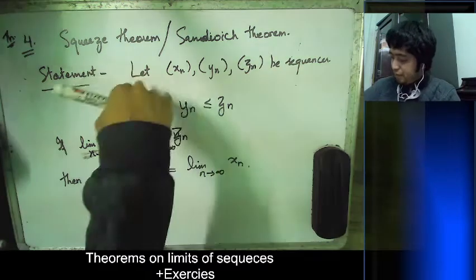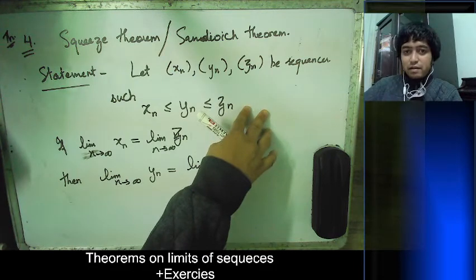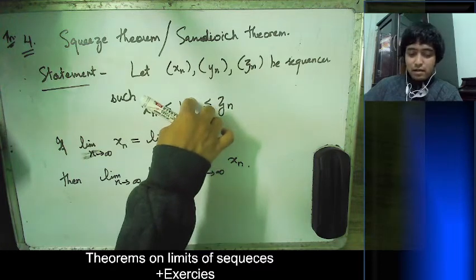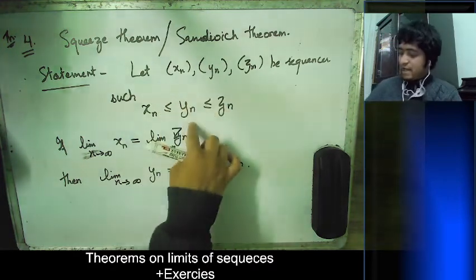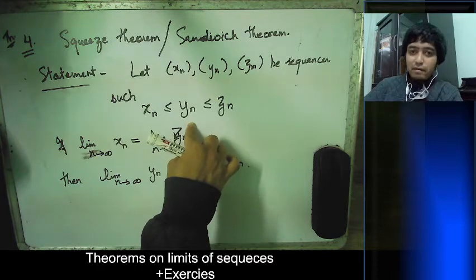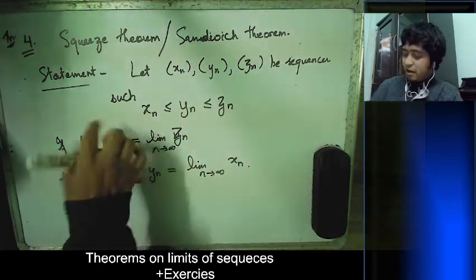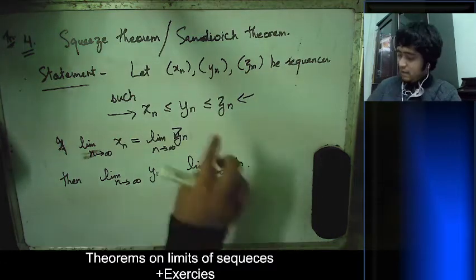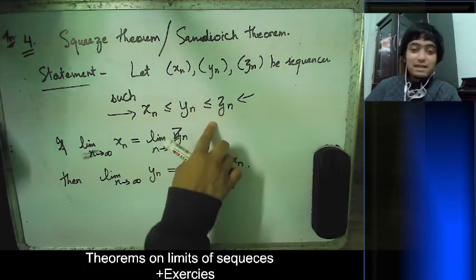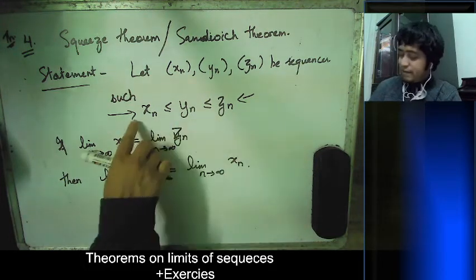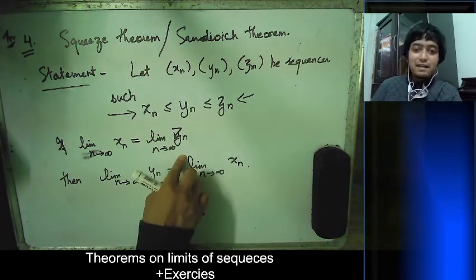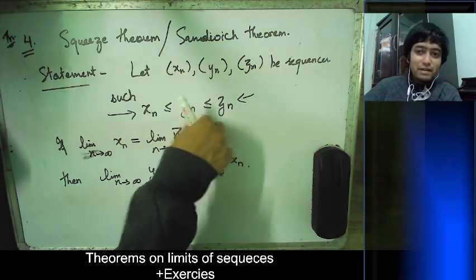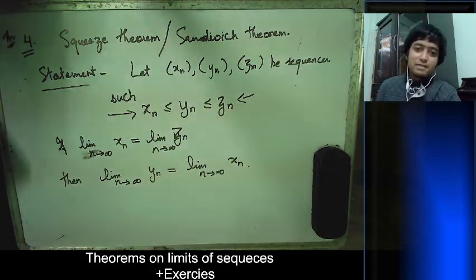So if you have to use the sandwich theorem, first of all you will take the middle sequence as yn. The sequence yn is the one whose limit you want to find. Then we have to construct our own sequences xn and zn such that this inequality is satisfied. And then we find the limit of xn and the limit of zn. If they are equal, we can conclude that the limit of the middle sequence will also be equal to the rest of them.